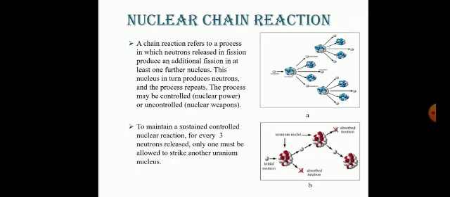To maintain a sustained controlled nuclear reaction, for every 3 neutrons released, only one must be allowed to strike another uranium nucleus, as shown in figure B. When an initial neutron strikes a uranium nucleus, we get the nuclear fission products and 3 neutrons, in which 2 neutrons are absorbed and only 1 neutron continues to strike another uranium nucleus.